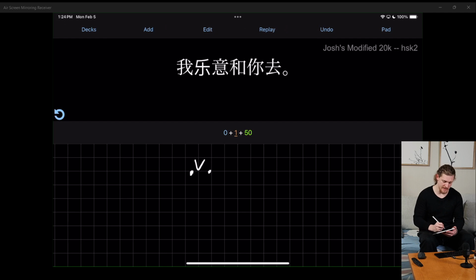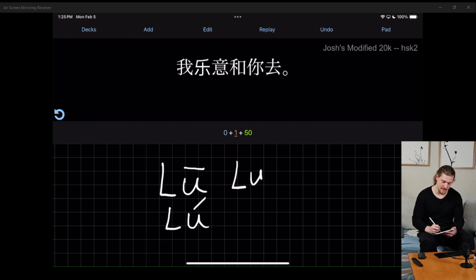you might see something like this. So this would be, go ahead and delete that. If I have L and then I have U, so this is L, U, Lu. First tone would be straight across. The second tone would be upwards. The third tone would dip and rise. And then you would have the fourth tone, which is sharp and falling. So you have these four tones.